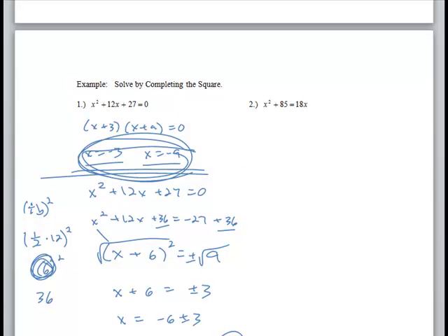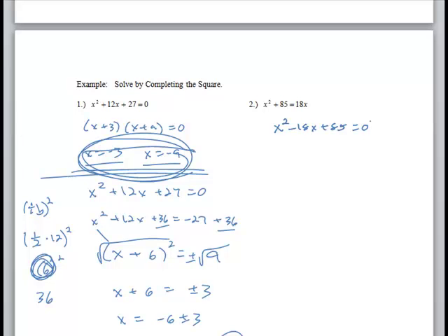Example 2, x squared plus 85 is equal to 18x. It's obviously a quadratic equation. We're going to put it in standard form, noticing that it cannot be solved by extracting the roots. Not all the variables are being squared. Now that it's in standard form, we see we cannot solve by factoring either, so we're going to have to use the completing the square method.